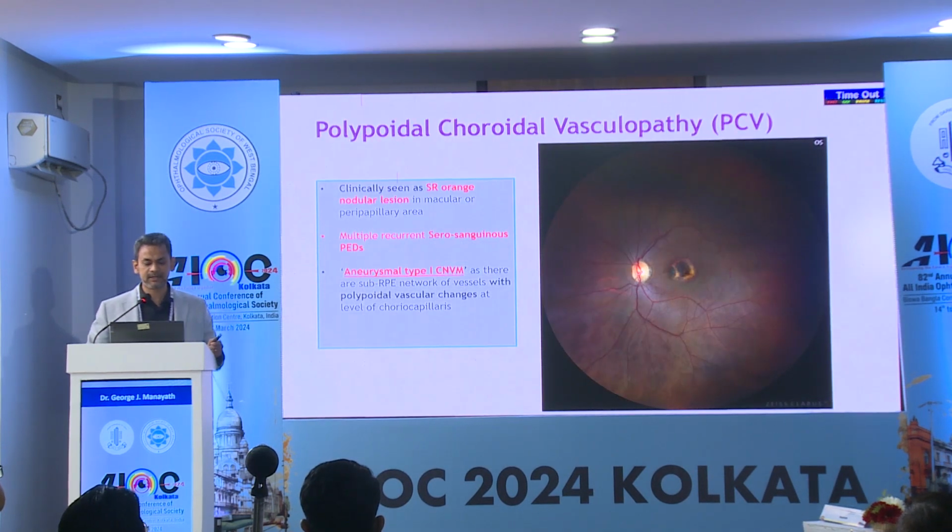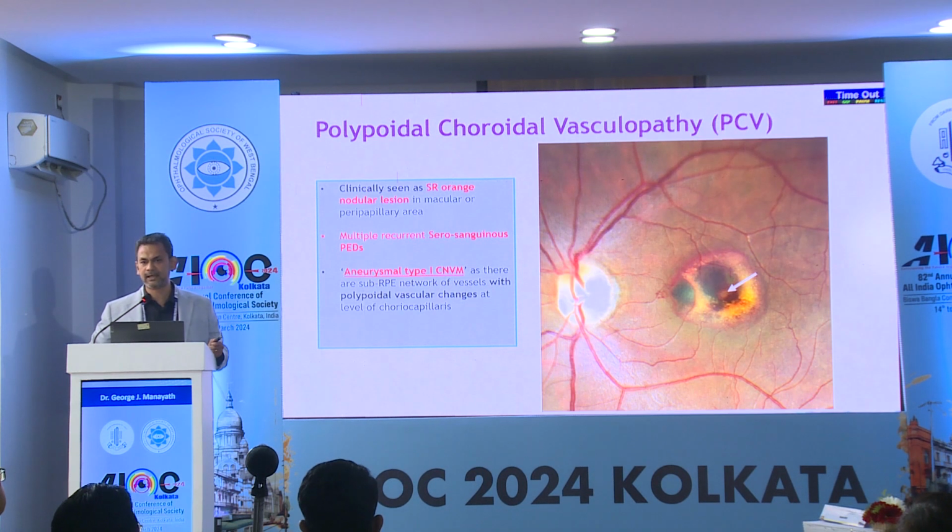The last entity we touch upon is PCV, or polypoidal choroidal vasculopathy, which is a serosanguinous maculopathy.